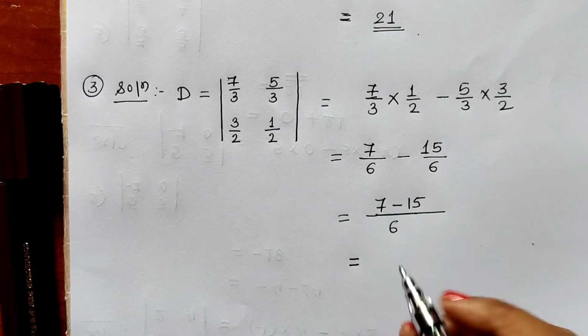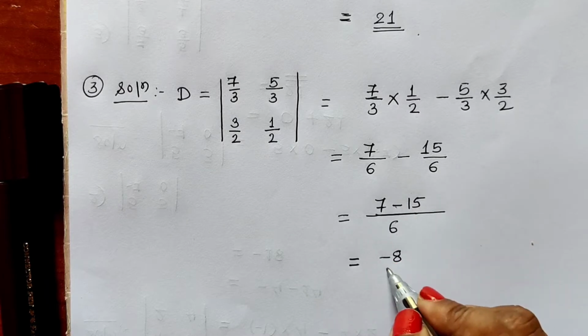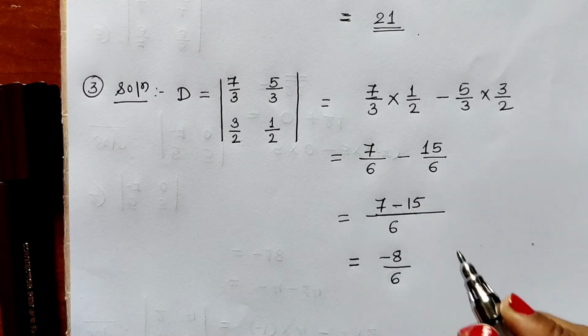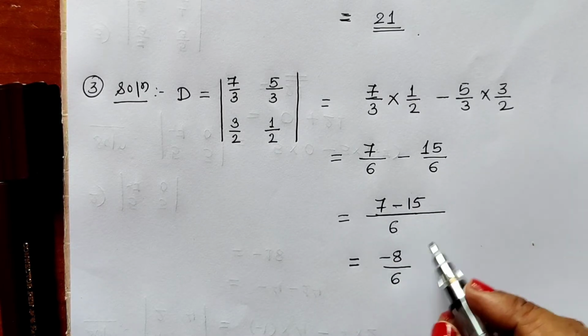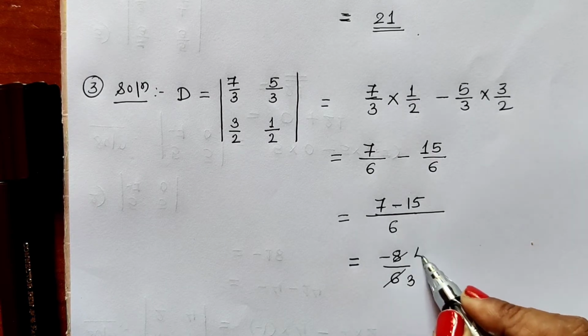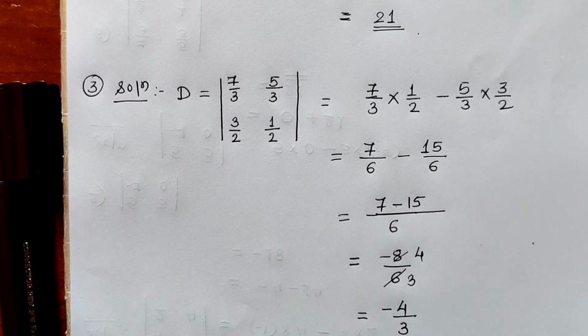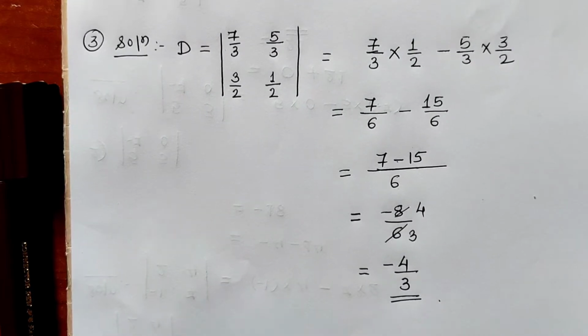Now 7 minus 15 is minus 8. Plus minus will become minus, sign of the bigger number. Minus 8 upon 6. This number can be reduced, it can be cancelled. So 2 3s are 6, 2 4s are 8. So the answer is minus 4 upon 3. In this way we can solve these determinants.